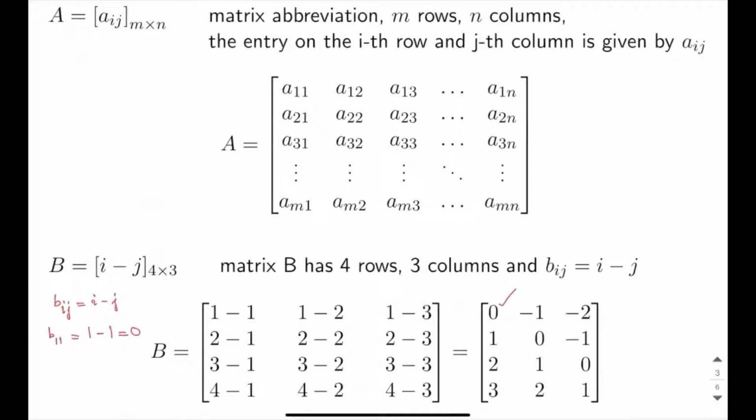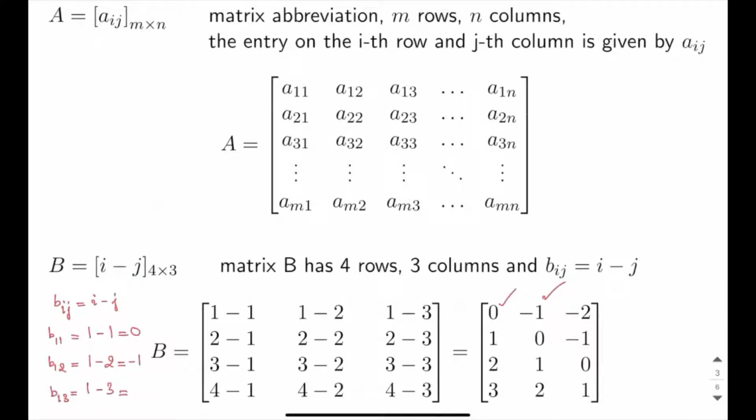Now, if you want to compute the next entry, the entry on the first row, second column, b12, then it's going to be i, which is 1, minus j, which is 2, and you are going to get negative 1. So we have computed this entry. The next entry on the first row, b13, is going to be 1 minus 3, row minus column, according to the given formula.